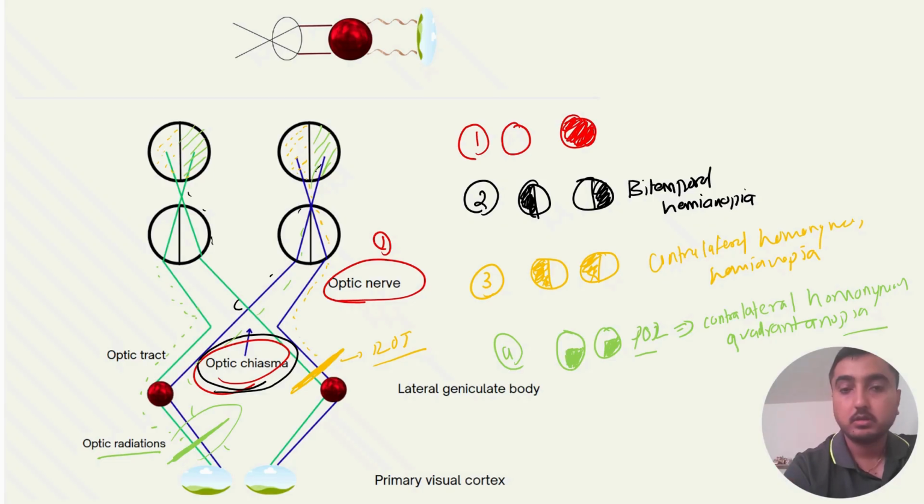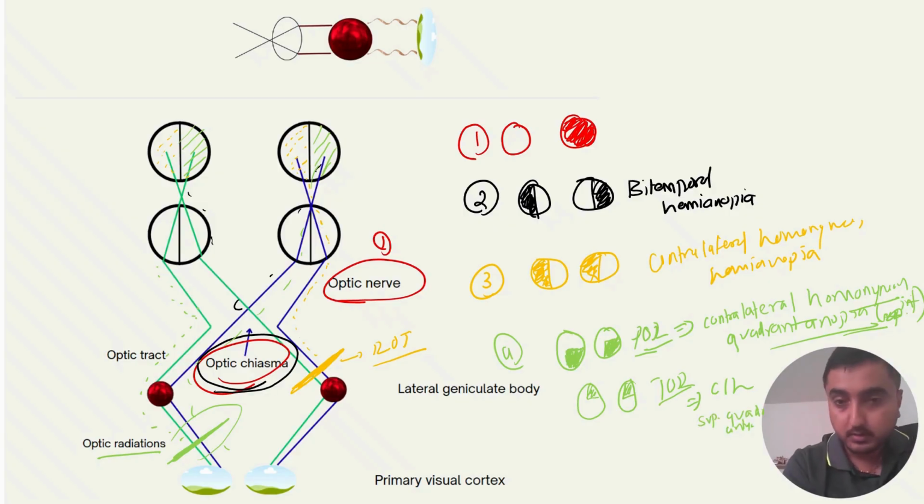Now similarly, if we have the temporal optic radiation involvement, we'd be losing the superior side of the visual field on the contralateral eyes. So we call that contralateral, again contralateral homonymous quadrantanopia. Parietal optic radiation would cause inferior quadrantanopia, whereas the temporal optic radiation would cause superior quadrantanopia.